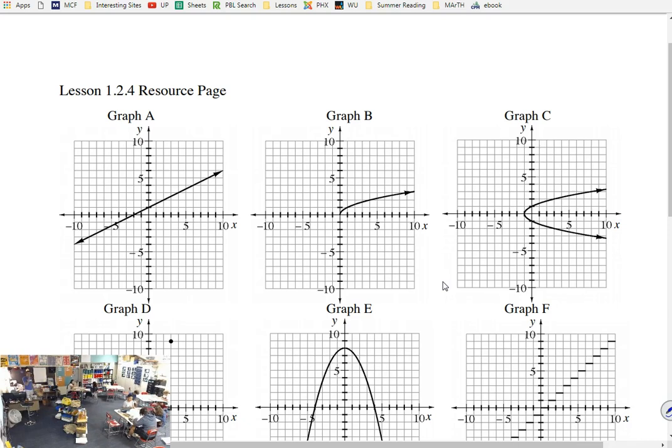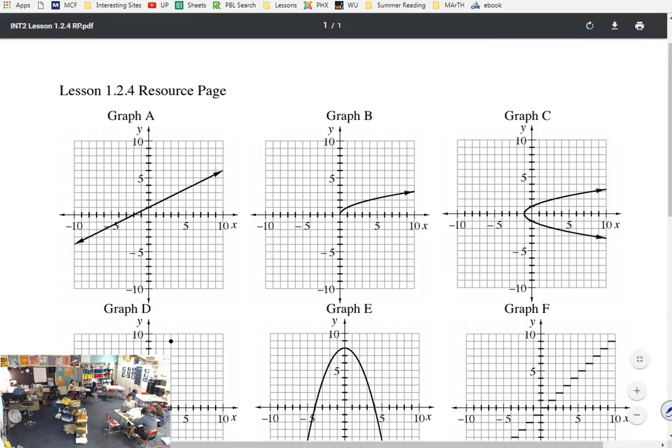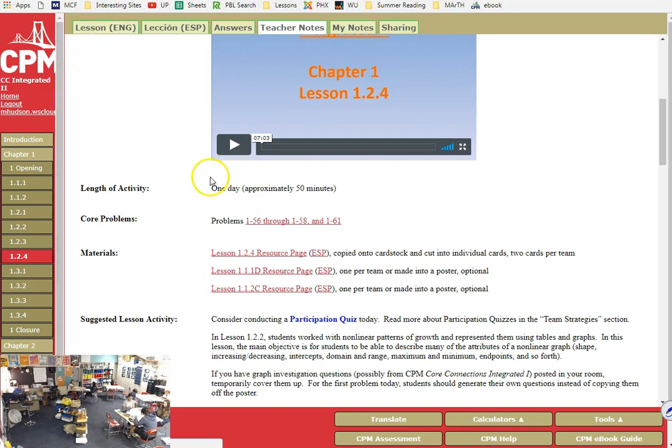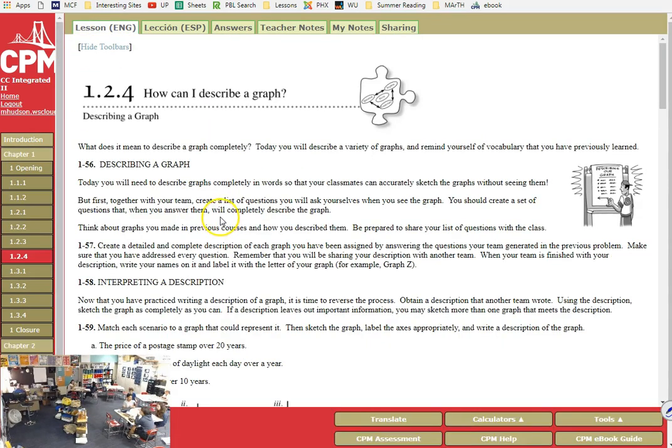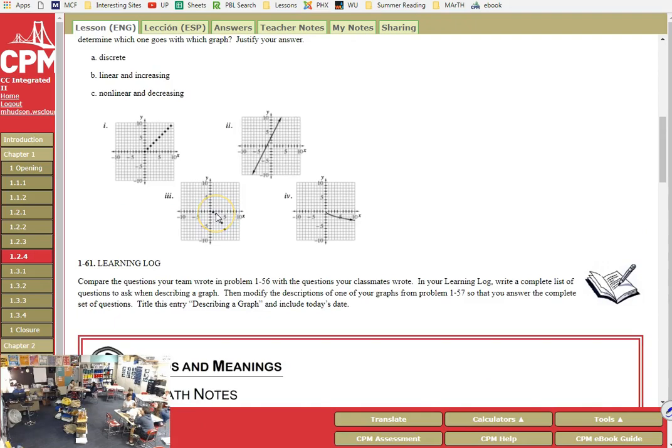Actually, pause that for a second. I'm going to bring you back. Keep that. We're going to do that in a second, but I'm getting ahead of myself. If we were having some graphs described to us, and if you're playing along in your book, we're going to be looking at 160.